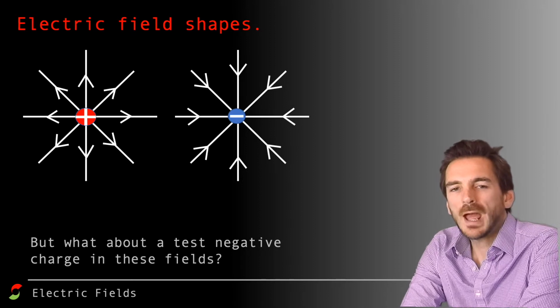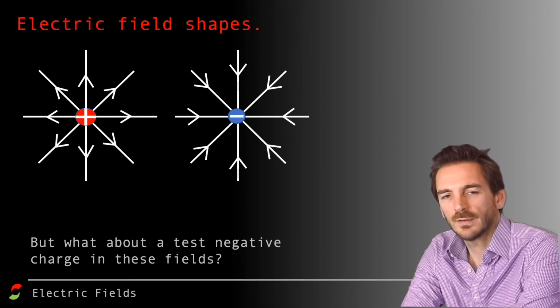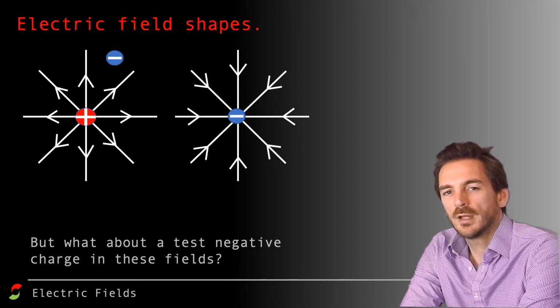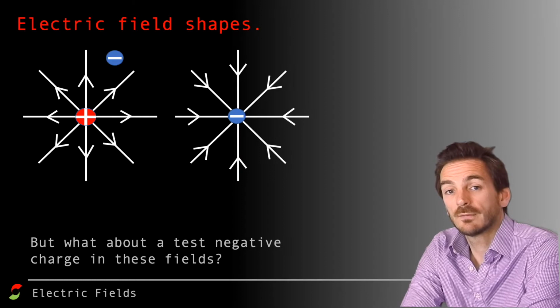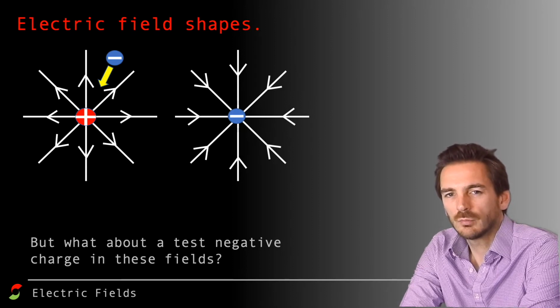But what would happen if we put a test negative charge in each of these electric fields? So there we have our test negative charge in our positive point electric field. Now remember that the arrows represent the force direction on a test object that would have a positive charge. So the negative one will just be in the opposite direction to those arrows. And remember that we're dealing with opposite charges here, so what we're dealing with there is attraction.